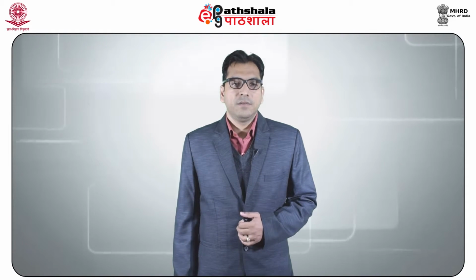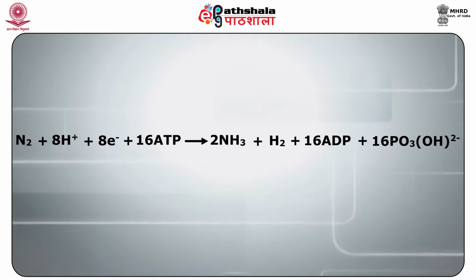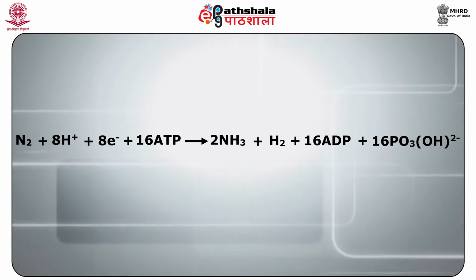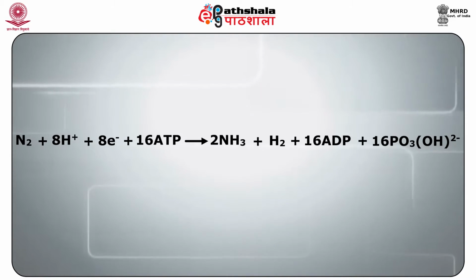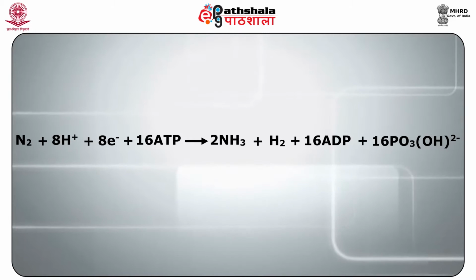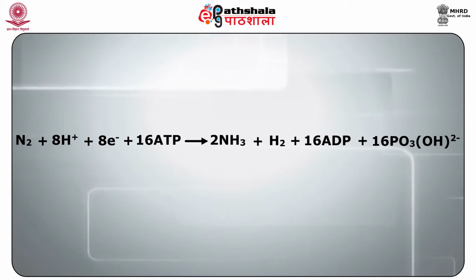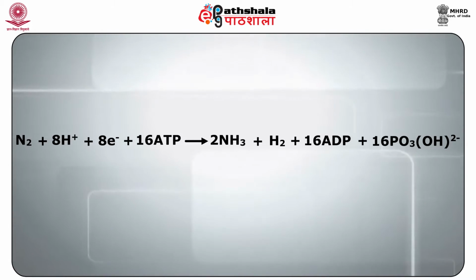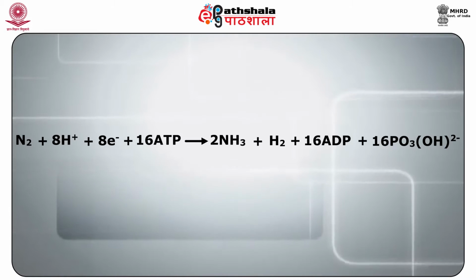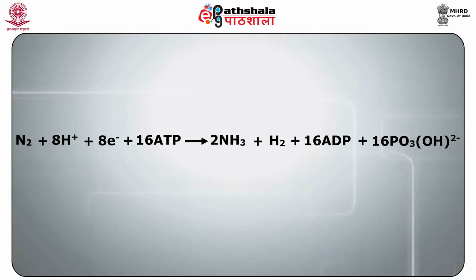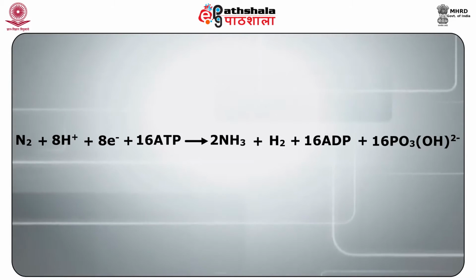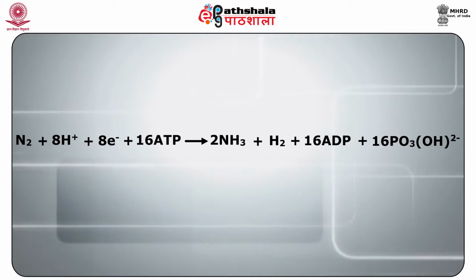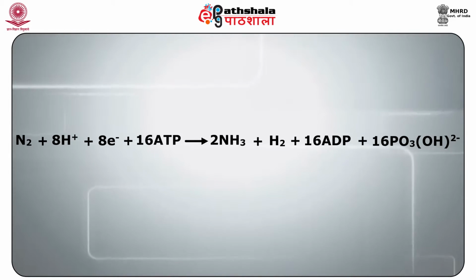Now we will see what a nitrogenase system is. The nitrogen fixing bacteria contain an enzyme called nitrogenase which catalyzes the reduction of dinitrogen to ammonia. The reaction is coupled with hydrolysis of 16 ATP molecules. Here we can see the reaction involved. The dinitrogen reacts in the presence of 8 H+ ions and 8 electrons to give 2 molecules of ammonia with simultaneous production of 1 molecule of dihydrogen.